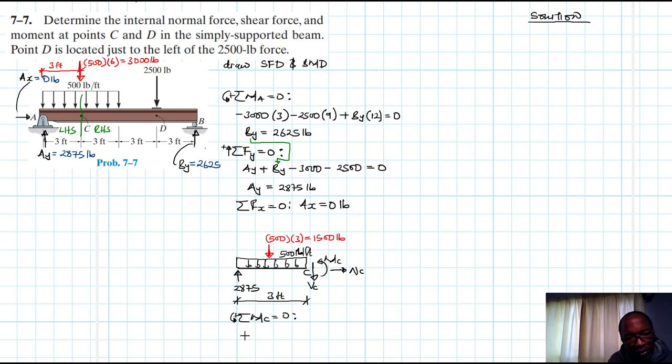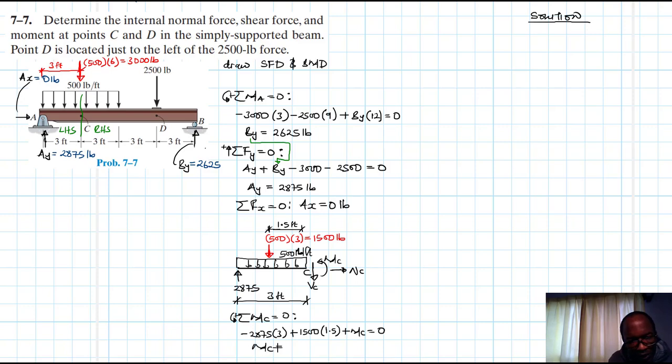What do we have? We have a minus 2875 times the lever arm 3. Okay, and then we have a plus 1500 times, this one is the length here, half mid span of this length, which is just 1.5 feet. So therefore this is 1500 times 1.5, and then plus MC equal to 0.